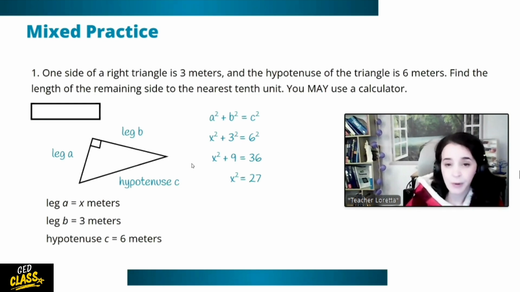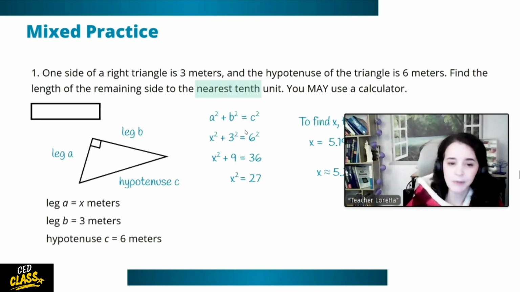That's not a number that we can easily find the square root of, so we'll have to ask a calculator for help. If we take the square root of 27, we will find that it is 5.19 and so on. Now we have to round to the nearest tenth. The tenth is the digit right after the decimal point, and since it goes 5.19, we would round up to 5.2. So as a lot of you are saying, it is 5.2.